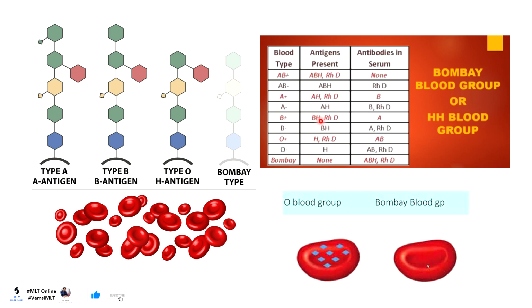See, in Bombay blood group, the H antigen is absent. In all other blood groups, H antigen is present: ABH, AH, BH. Even in O group individuals, they have H antigen. But in Bombay blood group, the H antigen is absent. That is why Bombay blood group phenotype is also called hh blood group. Since they don't have H antigen, they are called hh. So this is the difference: a normal O group individual will have H antigen, whereas Bombay blood group individuals don't have H antigen. With this preliminary knowledge, we will go further.